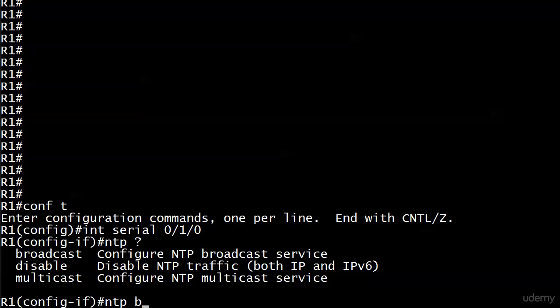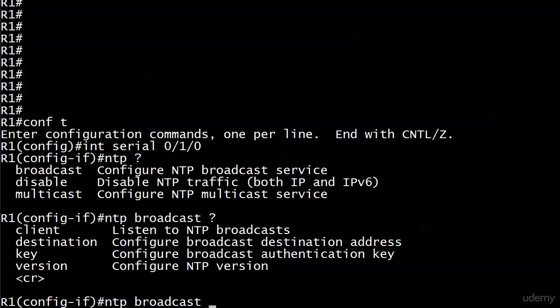Under the interface, we have broadcast, and then we have some options and the CR. So we know this is a legal command by itself. Here's the little gotcha I mentioned. NTP broadcast is for your master devices, and NTP broadcast client is for your clients. I know that seems obvious, but I'm saying it anyway.